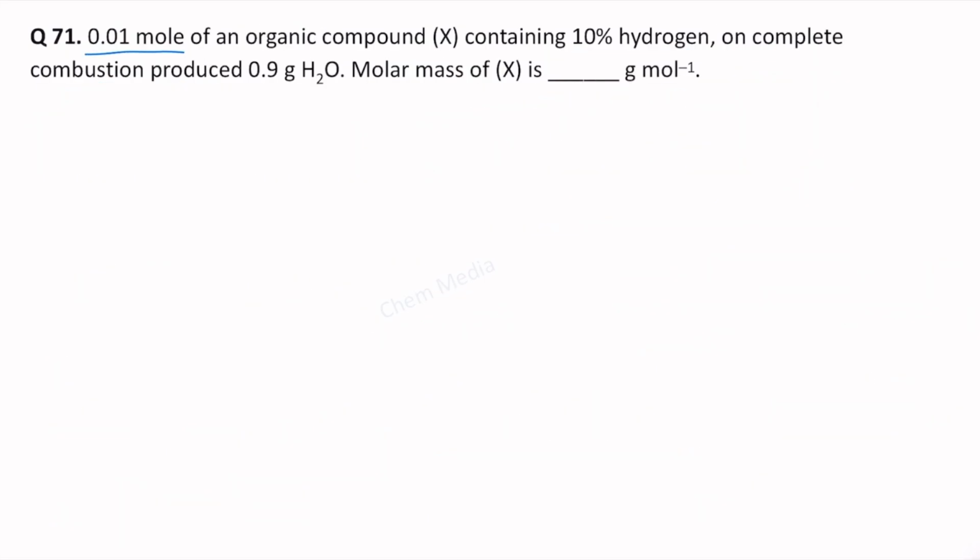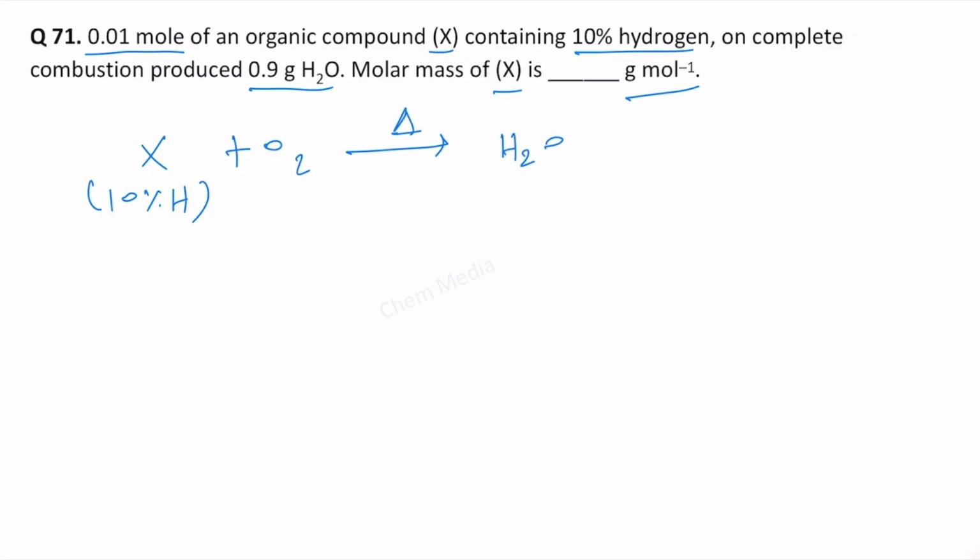0.01 mole of an organic compound X containing 10% hydrogen on complete combustion produced 0.9 gram water. What is the molar mass of X in gram per mole? We have an organic compound X that contains 10% hydrogen undergoing combustion, and it gives water whose weight is given as 0.9 gram. Number of moles of X is equal to mass of X divided by molar mass of X.